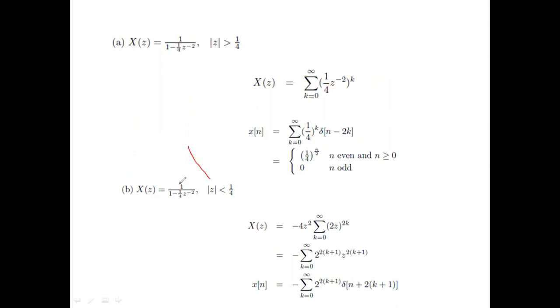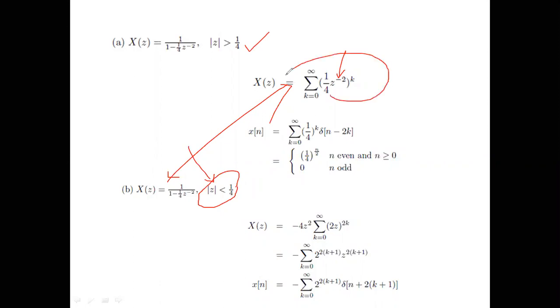Here they say this x of z corresponds to this expansion with a minus sign here, so it's fine for this case. But here the author mentions that magnitude z is less than 1 by 4. What does that mean? That means now we have to rewrite this expression so that z is going to have positive powers only.